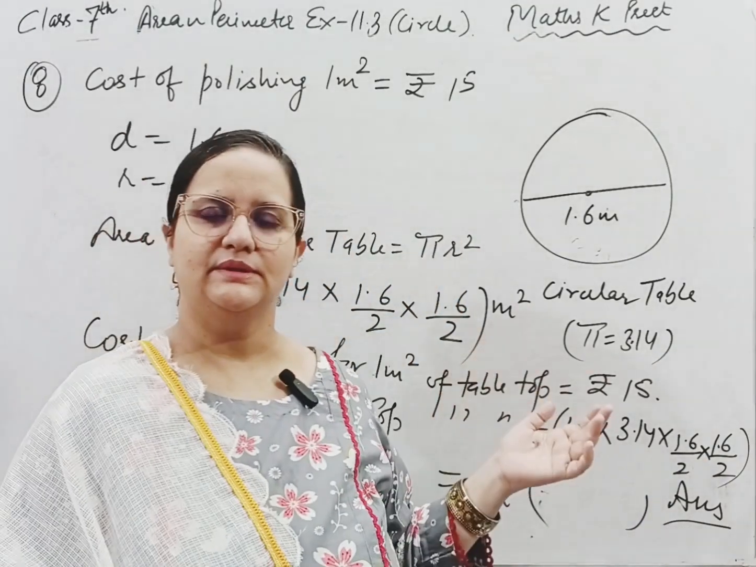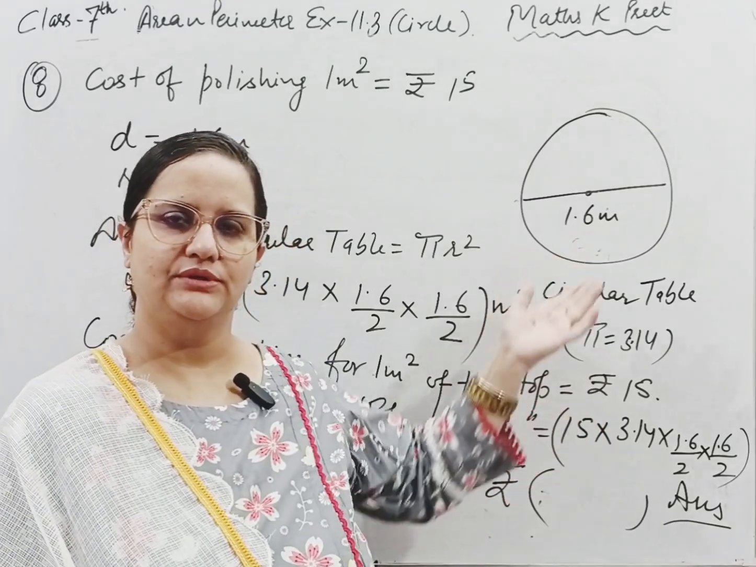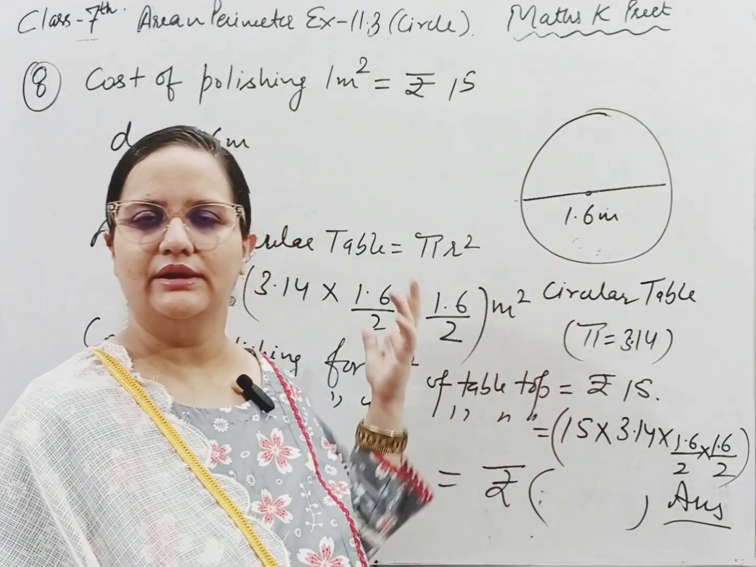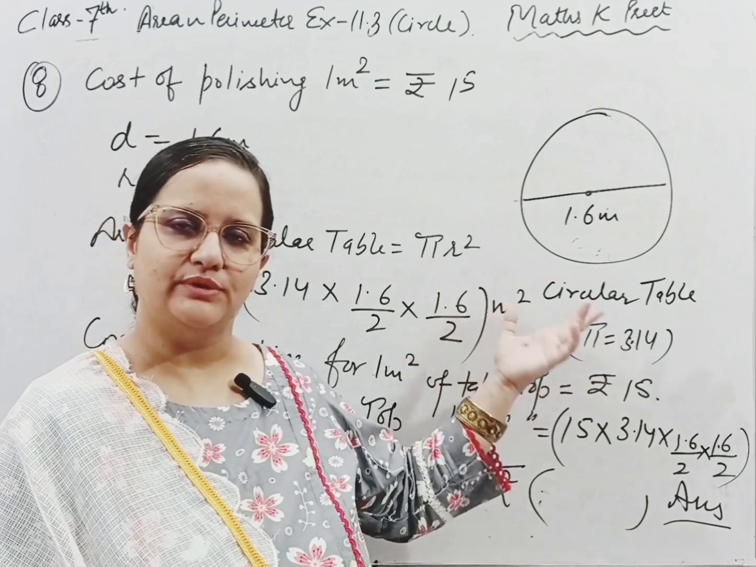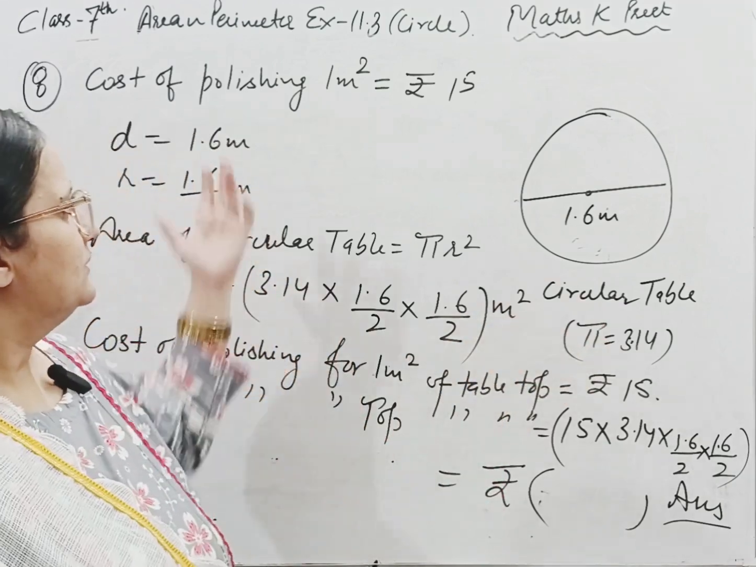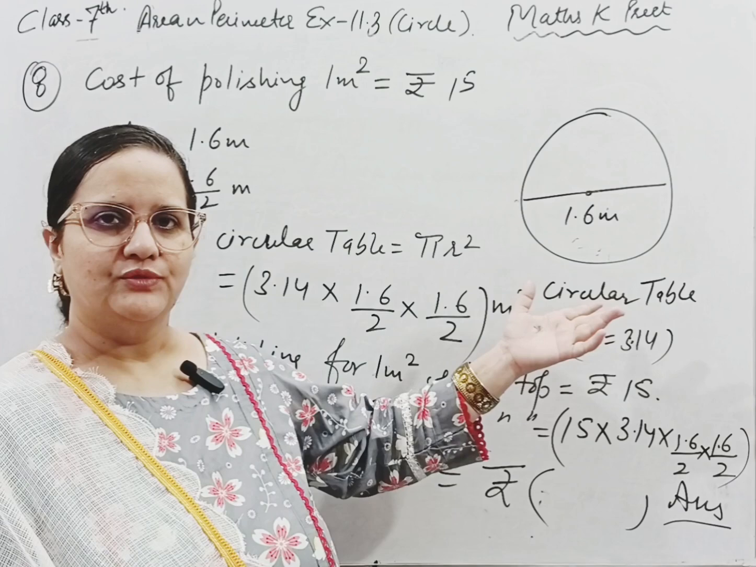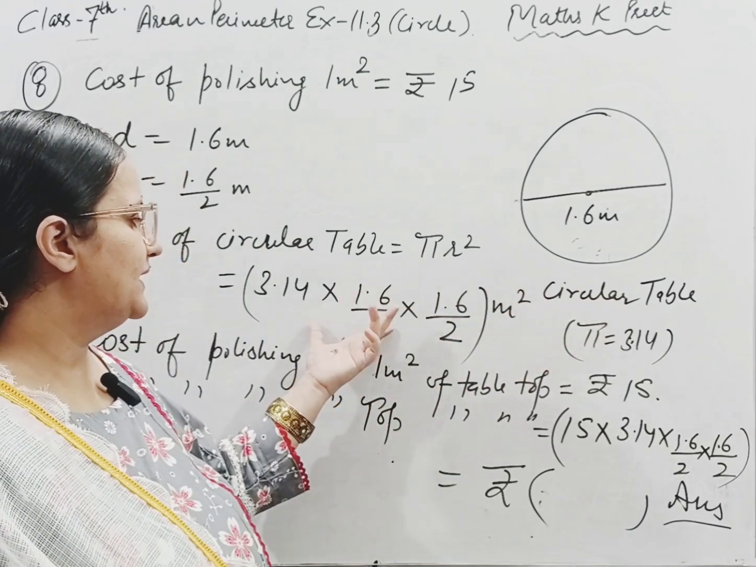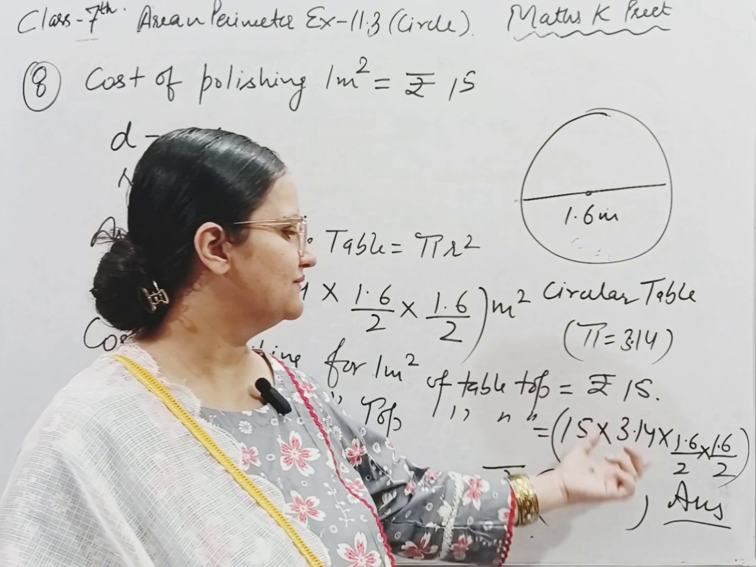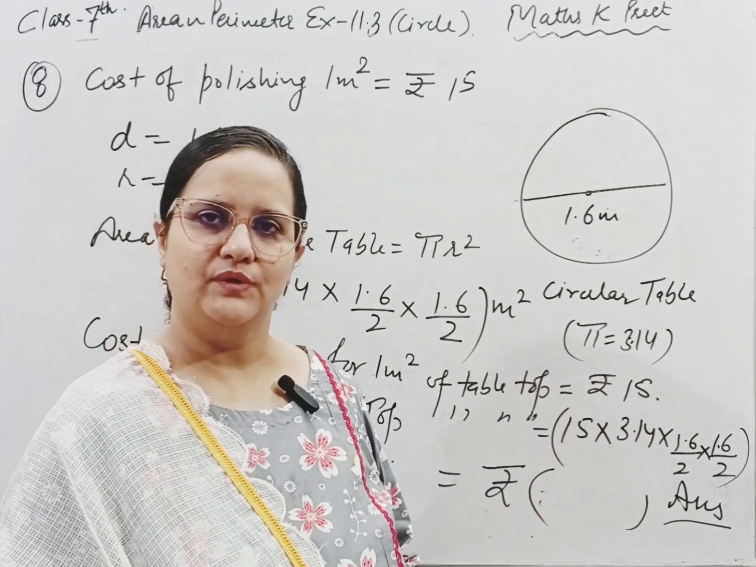So what were the steps to do the question? We were given the diameter. We will calculate the r. With r we can calculate the area. Why? Because we have to polish the top of the table. So 1 meter square cost is rupees 15. This much area we have to polish. So we will just multiply this figure with rupees 15 to get the total cost of polishing.